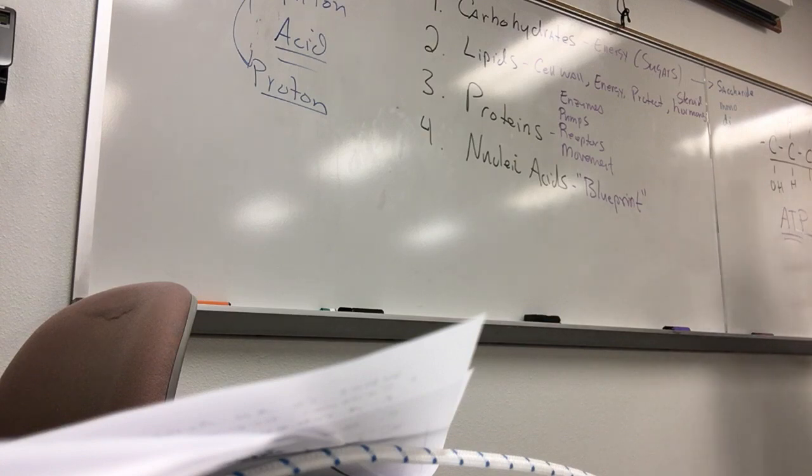All right. Now, what makes a carbohydrate a carbohydrate? Well, it's carbon and hydrogen, right? Carbohydrates are hydrated carbons, so it's carbon, hydrogen, and oxygen. And you have to have a hydrogen to oxygen ratio of 2 to 1. That's what makes a carbohydrate a carbohydrate.